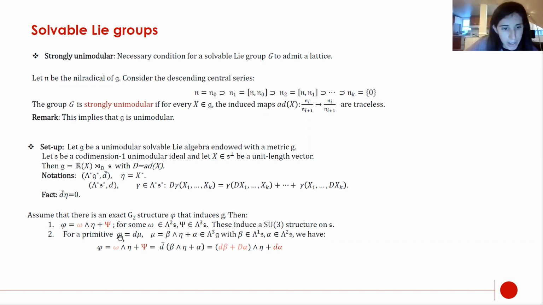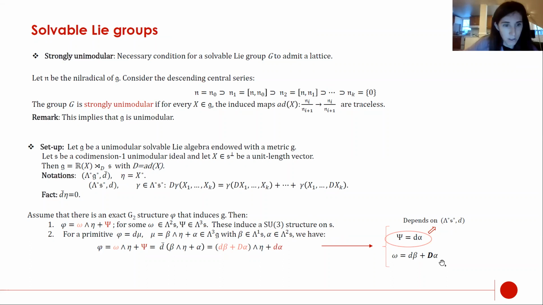And if we have a primitive mu of phi, that is phi is equal to d bar of mu, and we split again mu into the orthogonal splitting as beta wedge eta plus alpha, then computing the equation phi equals d bar of mu, one obtains that psi, the three-form of the SU3 structure, is the differential of alpha, and this condition only depends on the Chevalley-Eilenberg complex of S, and one also obtains that omega is the differential of beta plus the derivation d acting on alpha.